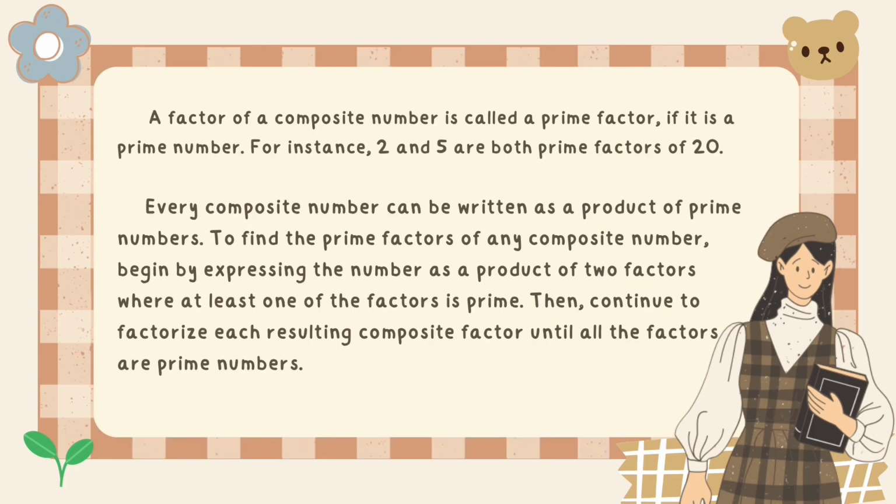A factor of a composite number is called a prime factor if it is a prime number. For instance, 2 and 5 are both prime factors of 20. Every composite number can be written as a product of prime numbers. To find the prime factors of any composite number, begin by expressing the number as a product of two factors, where at least one of the factors is prime. Then continue to factorize each resulting composite factor until all the factors are prime numbers.